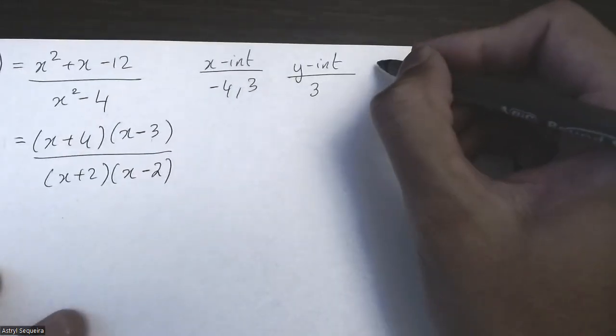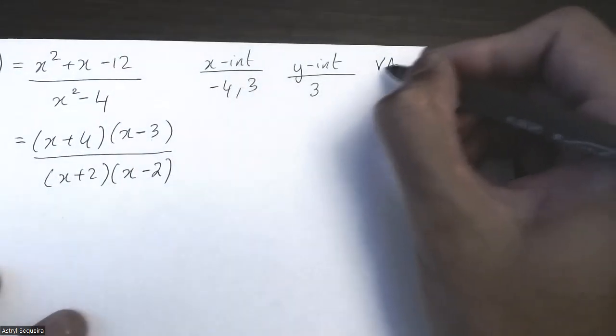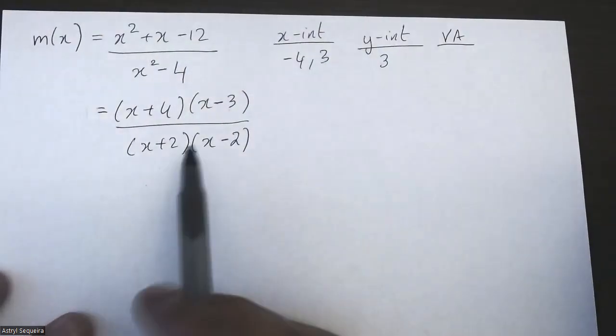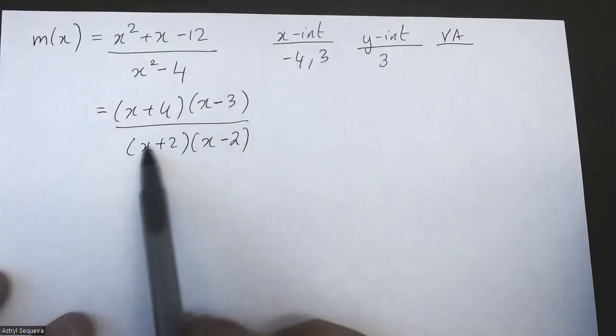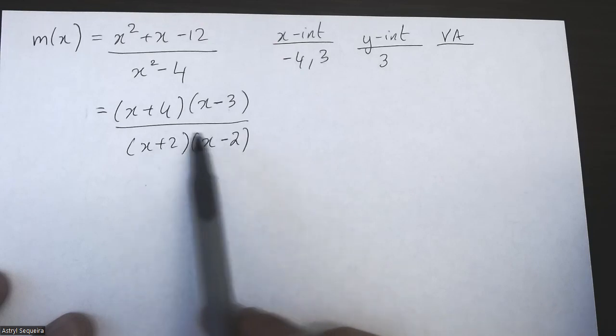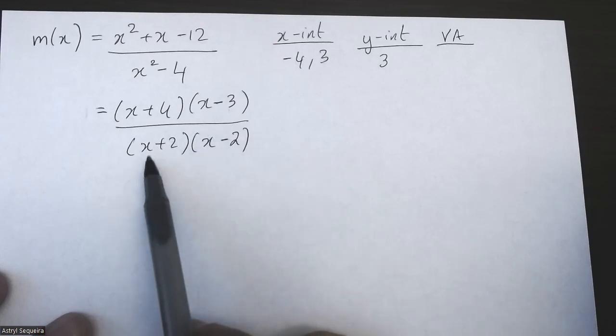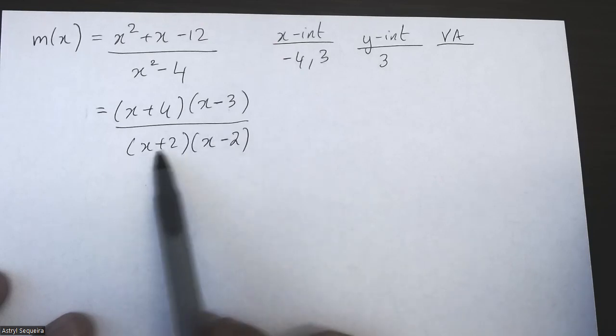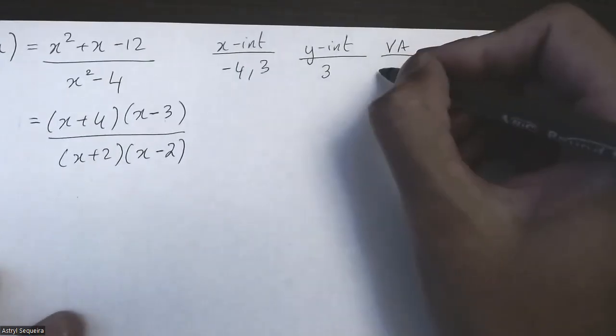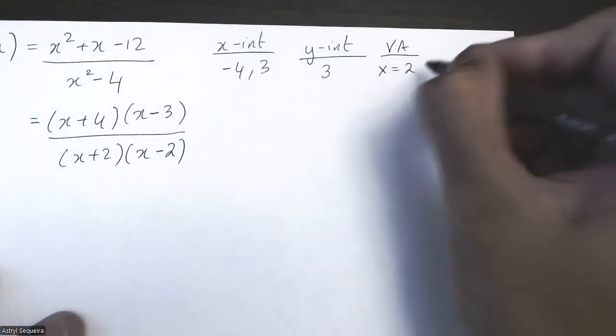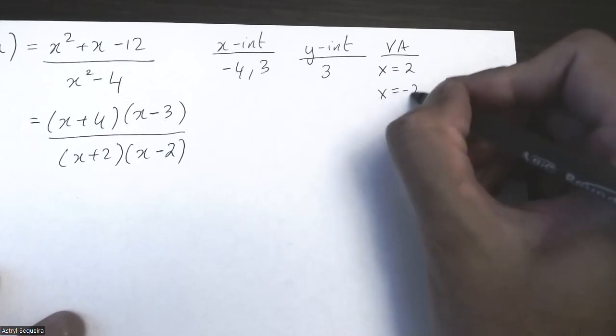We'll do our asymptotes next. We'll start with the vertical asymptotes. For the vertical asymptotes, I'll look at factored form again, and I'll do the solutions of the denominator. So my two solutions are -2 and +2 here. So my vertical asymptotes are x equals 2 and x equals -2.